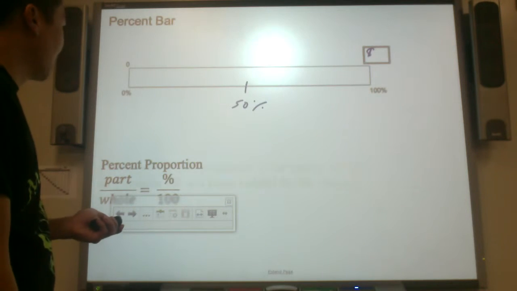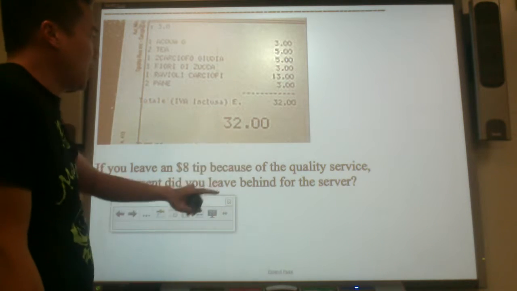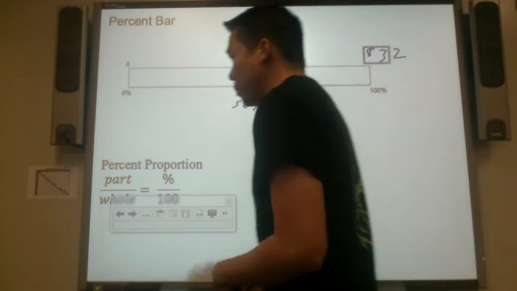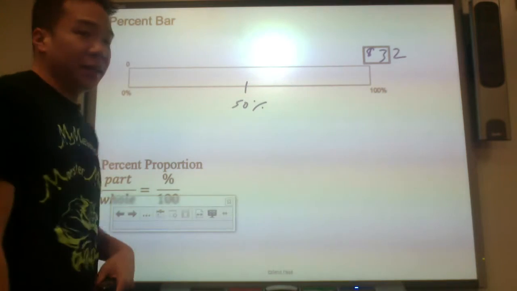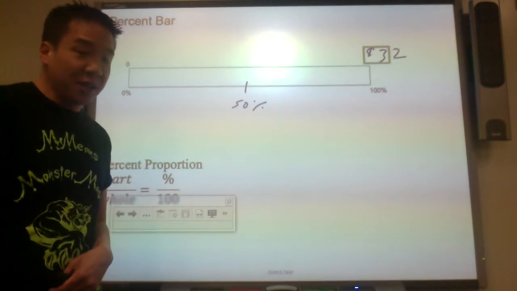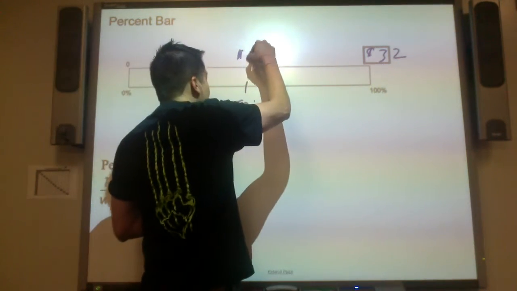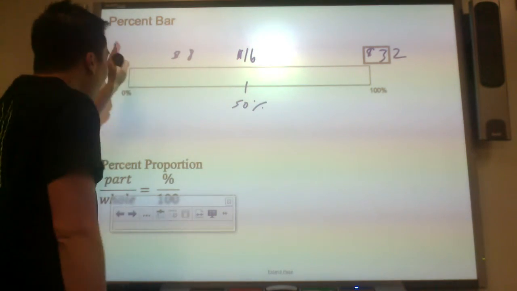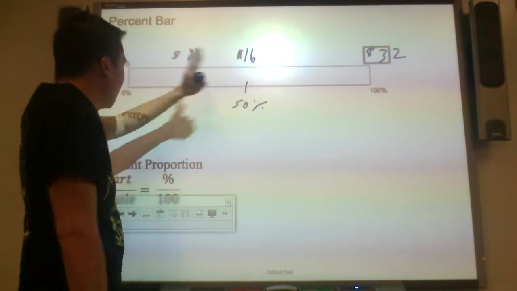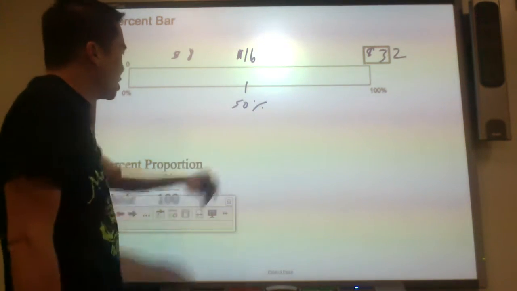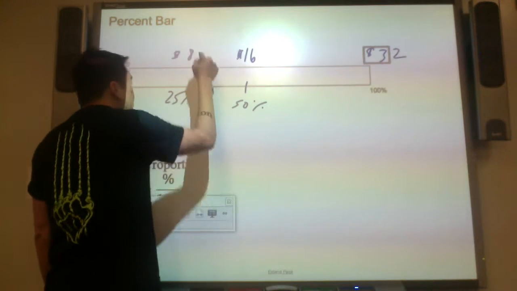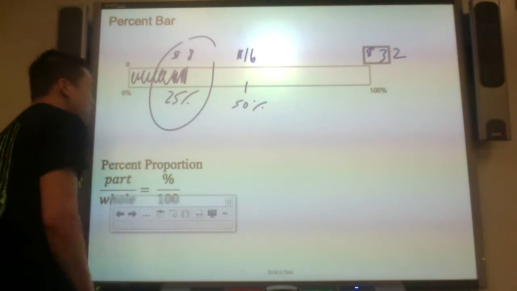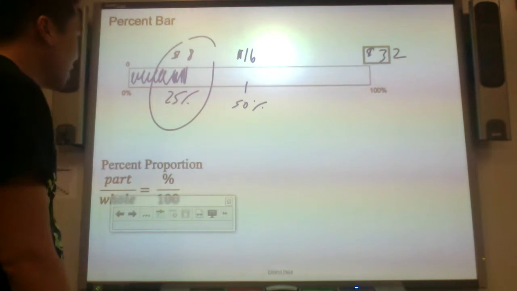Oh, I'm sorry. Let's go back to it again. The original price, the total price was $32. It goes right here. Many ways you can break this down. We could break it into 50%. That'd be $16 right here. But if it's an $8 tip, which is halfway between 0 and $16, what percent is halfway between 0 and 50%? So we left a 25% tip, or $8.